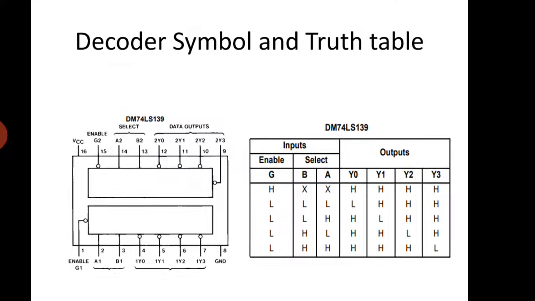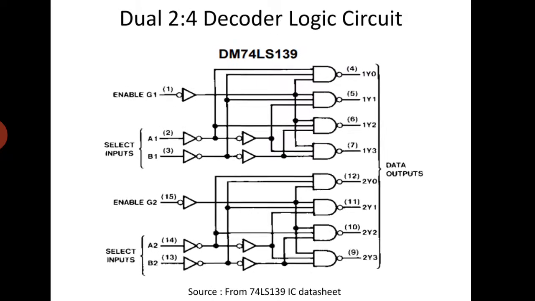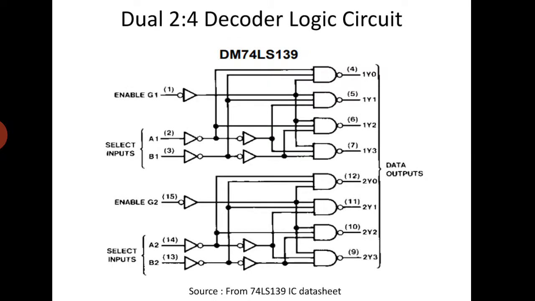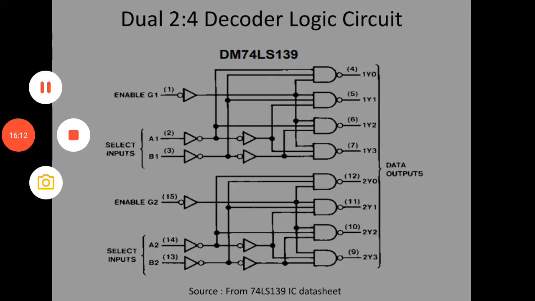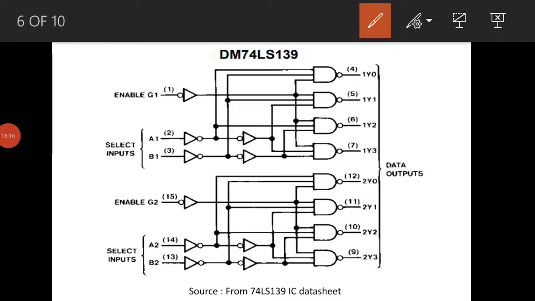Okay, the next one. After seeing what the decoder is and its truth table, how exactly will it work in the circuit? How is the truth table implemented? If you see the circuit here, this is the enable. There are two decoders, this is one decoder and this is one more decoder. We will talk about only one, the rest is the same.